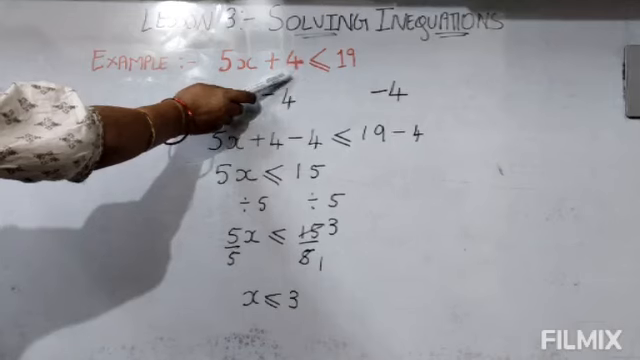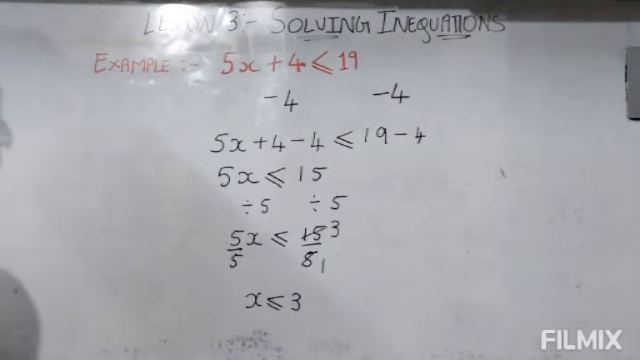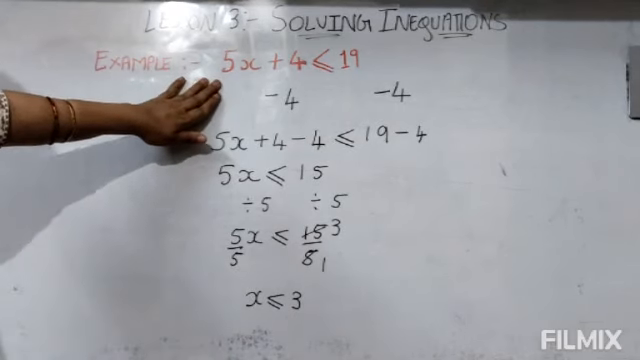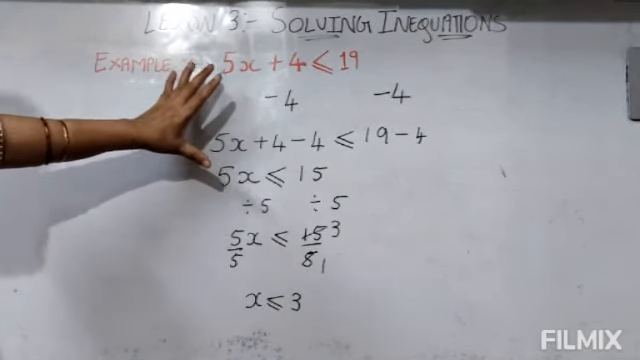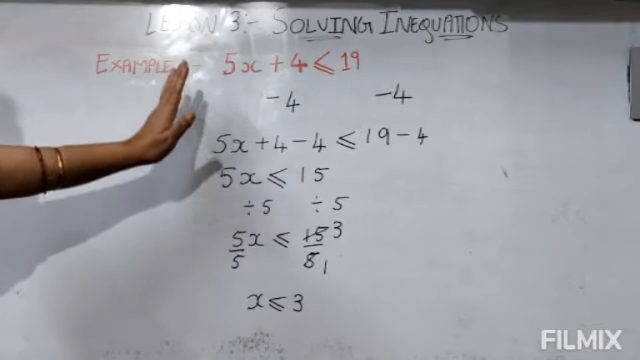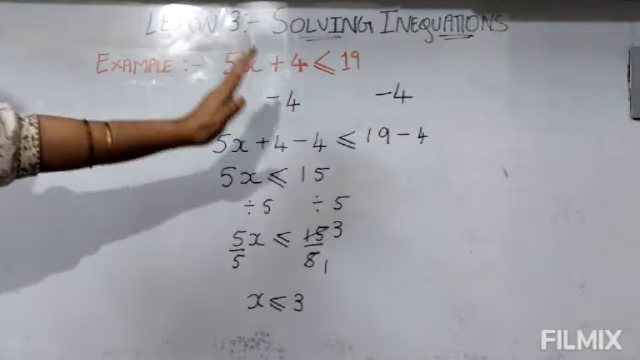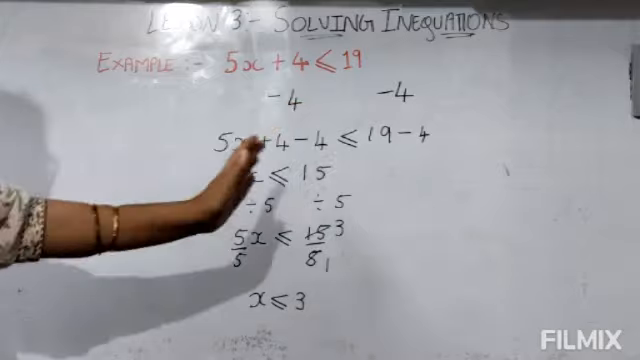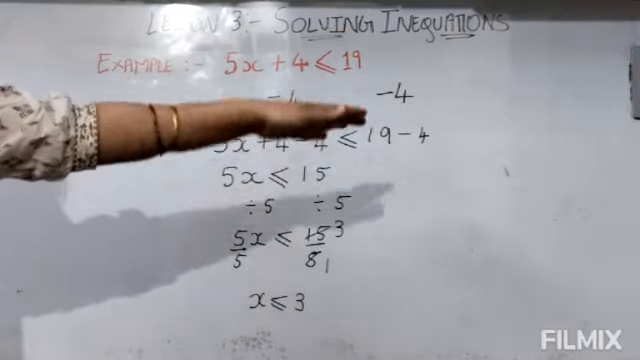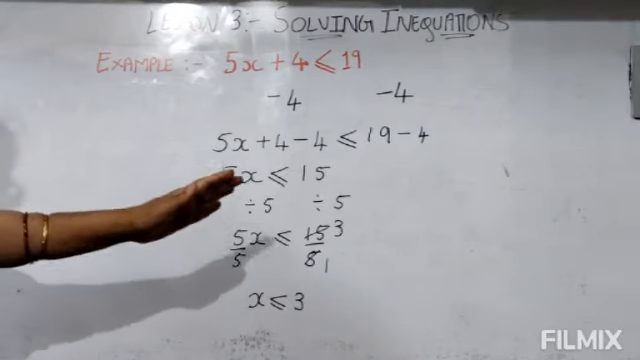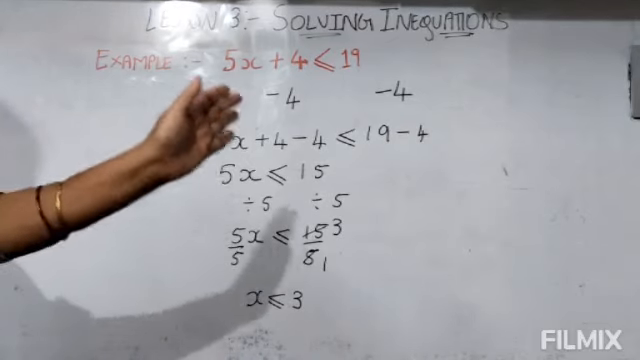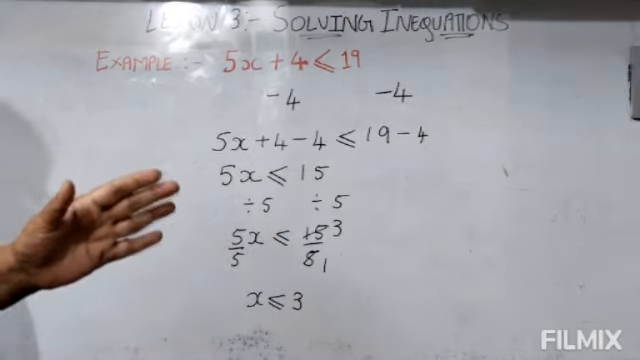5x plus 4 is less than or equal to 19. So, how will you solve this? Very easy. What you have to do is bring the variables, that is unknowns, on one side and the constants on the right side. So, unknowns on the left side, constants on the right side, or either way. It may be unknowns on the right side, constants on the left side, whatever it is. Unknowns should be on one side and the constants should be on the other side. This is the main thing you have to keep in mind.